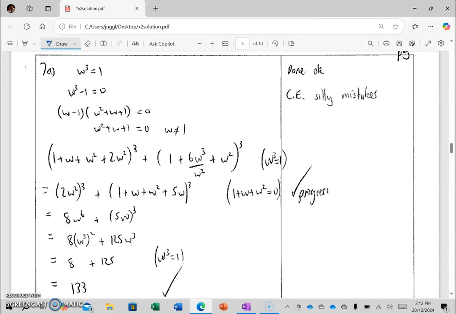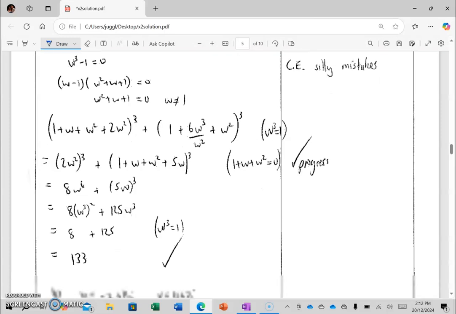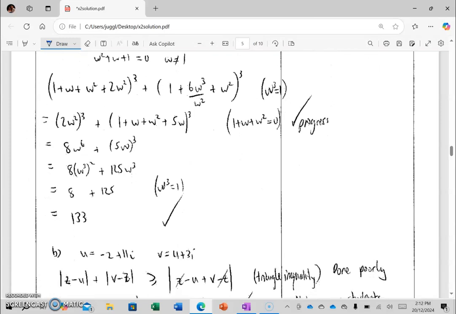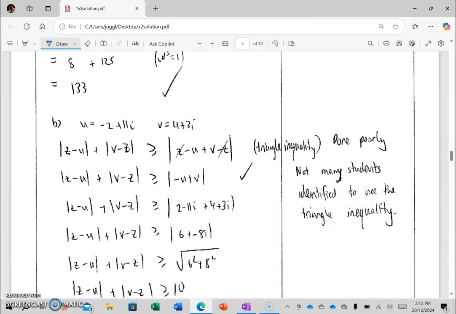Some people made a common denominator. That was fine. This question overall was done all right, but there was some silly mistakes along the way. For example, a lot of people got to this stage, cubed the w, but forgot to cube the 2. A lot of people made the mistakes. A lot of people got the answer 127. So 1 mark for sufficient progress, and then you keep applying the rules, you get 133. That was the second mark.